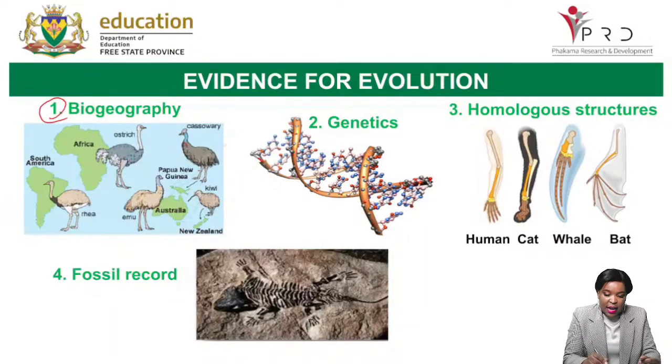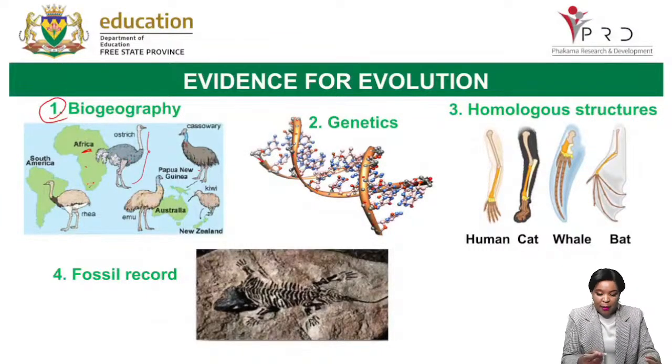If you take a look at this diagram, it is showing you an example of the ostrich species. In Africa, we are in southern Africa, so we are in South Africa. In Africa, this is the type of ostrich we see. However, when scientists go around the world, they see that in South America, they find something that looks like an ostrich, but it's called a rhea. And then in Papua New Guinea here, they find the cassowary. And then in New Zealand, they find the kiwi. In Australia, they find the emu.